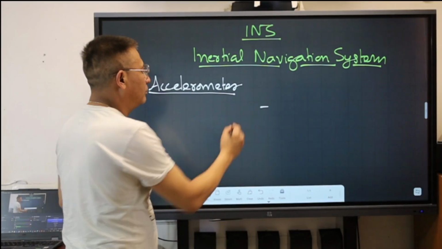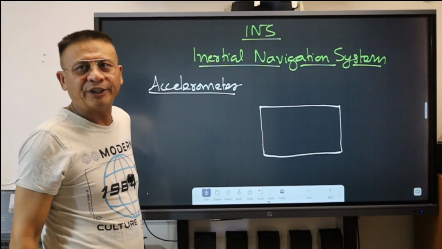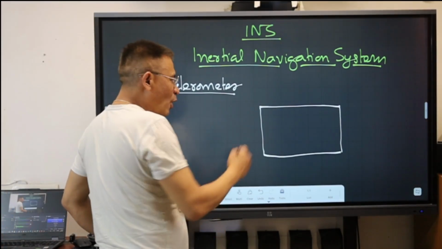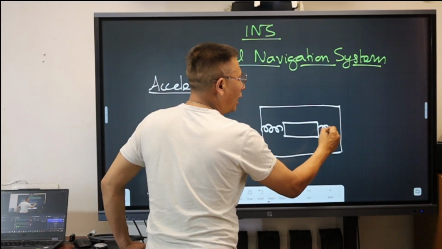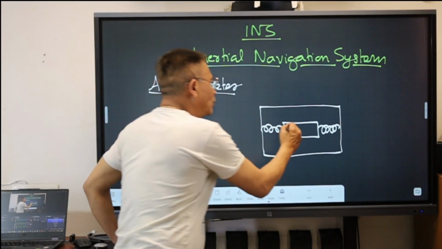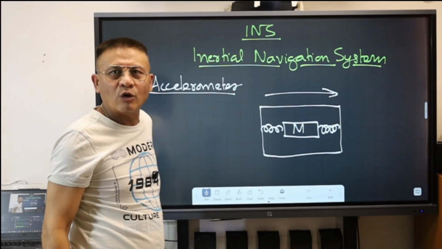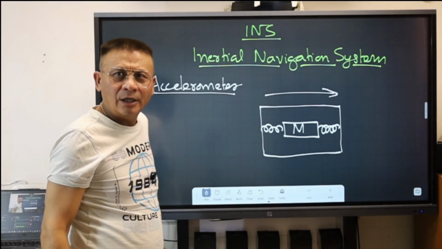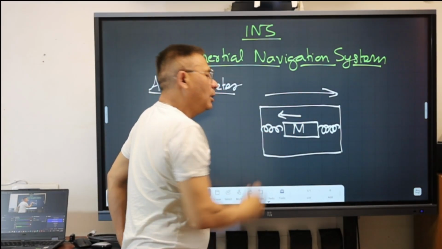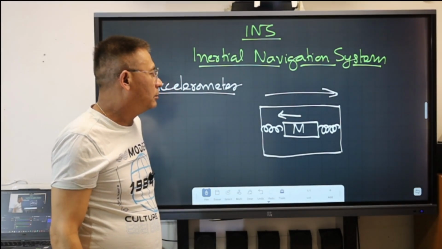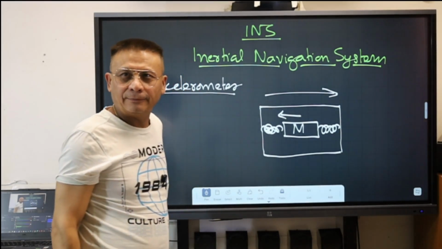Now let me construct a box. This is a box which is fitted inside the aircraft. In this box, I have a mass which is suspended with the help of a spring on this side and a spring on this side. Now, if the aircraft accelerates in this direction, the frame also will move along with the aircraft. However, because of the inertia, there will be a lag in this mass. So the mass will move in the direction opposite to the direction of acceleration, thereby compressing this spring and expanding this spring.